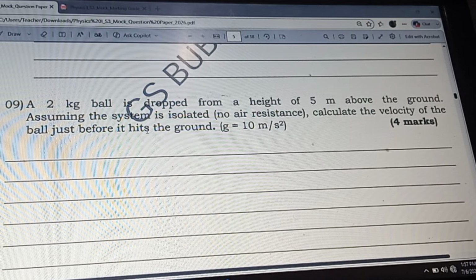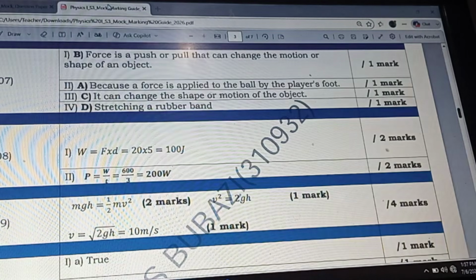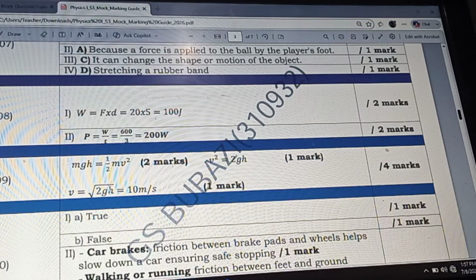We have what we call potential energy, and also we have what we call kinetic energy. Potential energy as a formula is equal to the mass times the gravity times the height. But kinetic energy is equal to 1/2 mass times velocity squared. In this motion of this ball, potential energy is equal to the kinetic energy. Let's see in the marking guide.